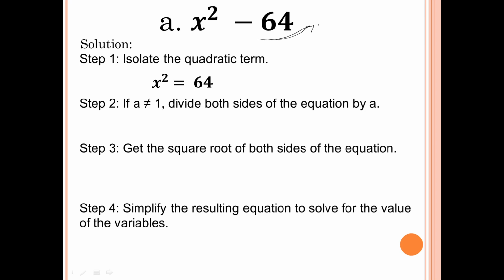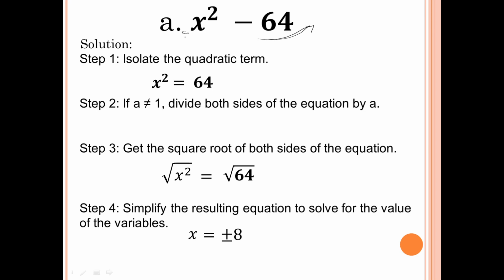Ayan. Next, step 2. If a is not equal to 1, divide both sides of the equation by a. And as you can see, our a variable or a value here is 1, so we will skip step 2. Step 3. Get the square root of both sides of the equation. So square root of x squared equals then square root of 64. Then, step 4, simplify the resulting equation to solve for the value of the variables. So, square root of x squared, we have x equals, the square root of 64 is positive and negative 8.